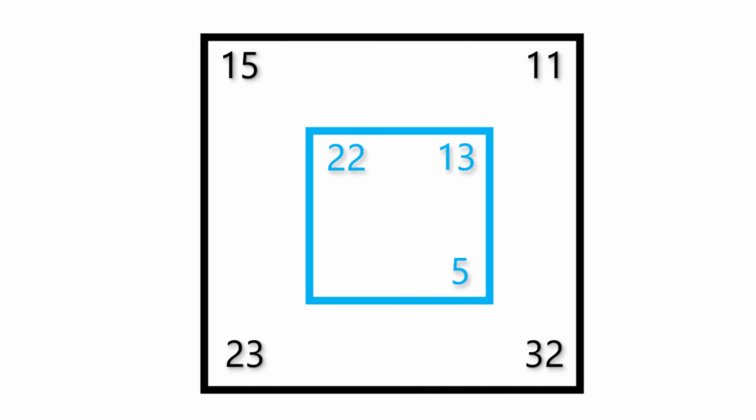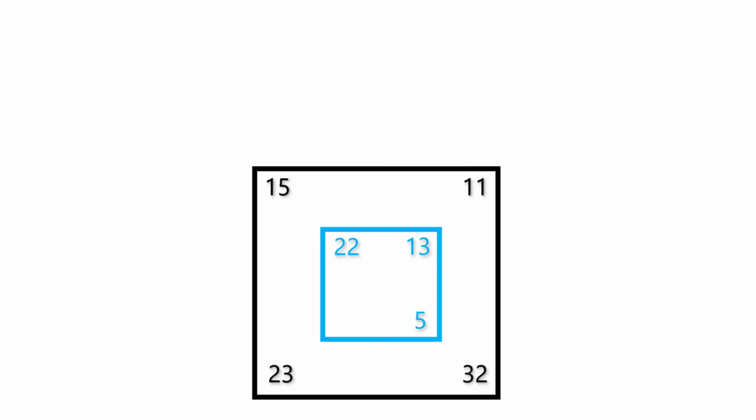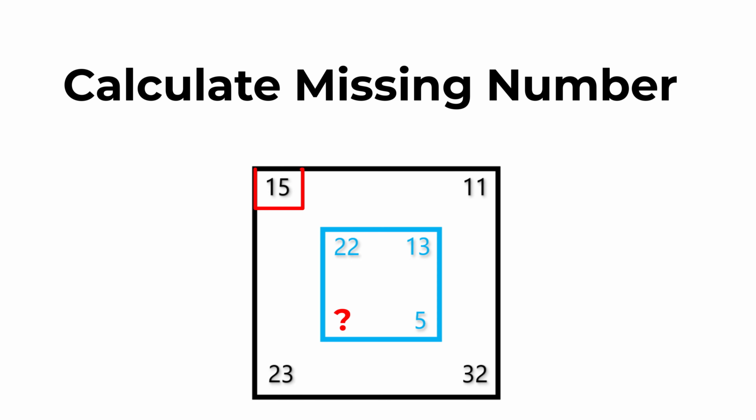You're presented with 2 squares. Smaller square is inside the larger square. Both squares have numbers in the corners. The larger square has numbers 15, 11, 32, and 23. The smaller square has numbers 22, 13, 5, and one number is missing. And this is the number you need to calculate.